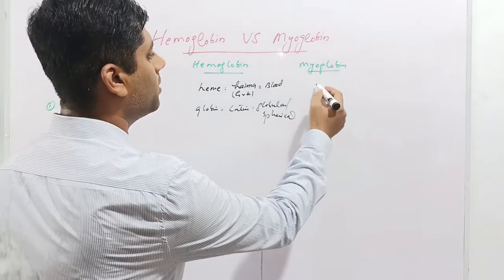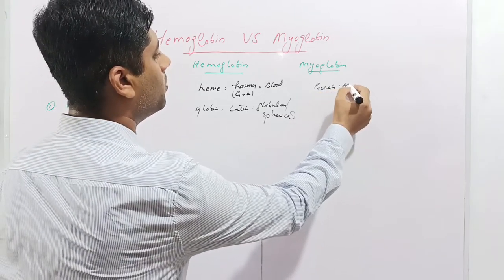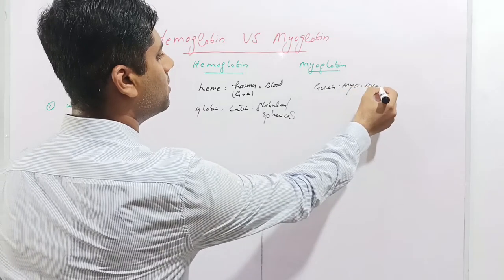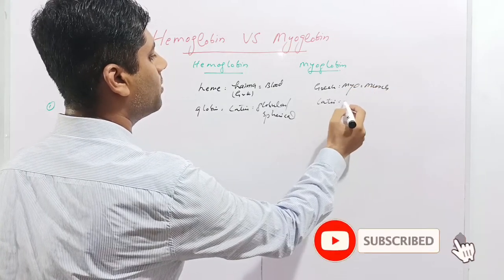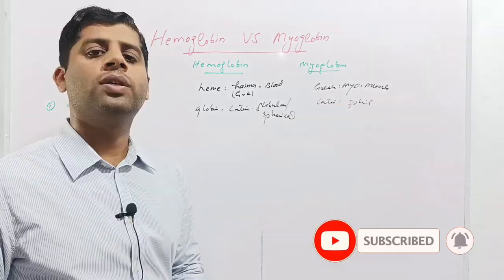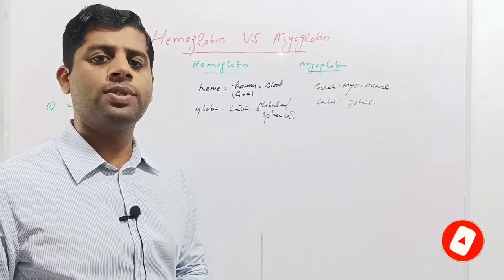Similarly, myoglobin, it is a Greek word, the myo means muscles and the globin is Latin word means spherical. So myoglobin are the spherical proteins present in the muscles.